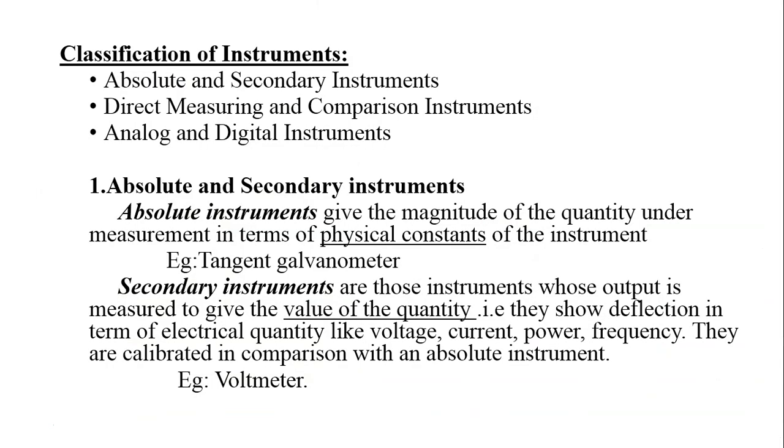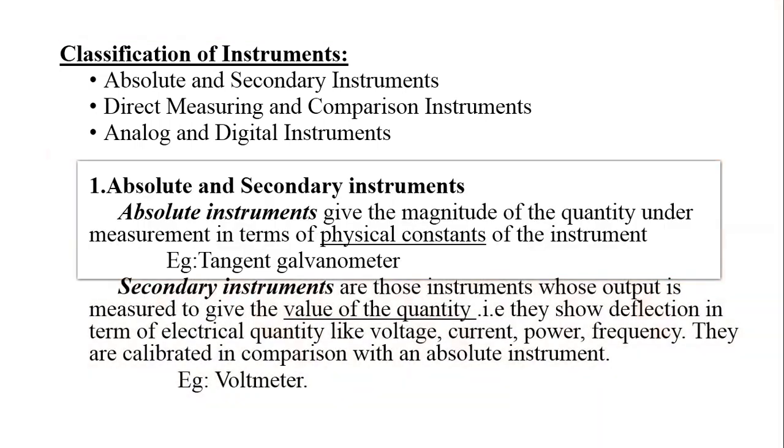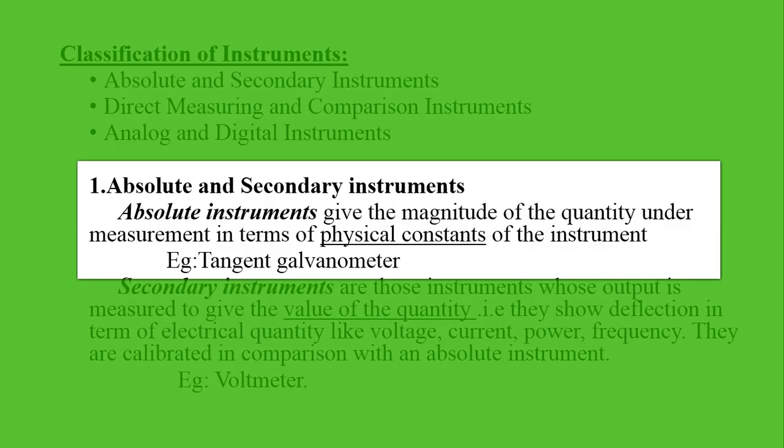Next, classification of instruments. There are three types of classification. The first classification is based on absolute and secondary instruments. What is an absolute instrument and a secondary instrument? An absolute instrument gives the magnitude of the quantity under measurement in terms of the physical constant of the instrument. An example of an absolute instrument is the tangent galvanometer.